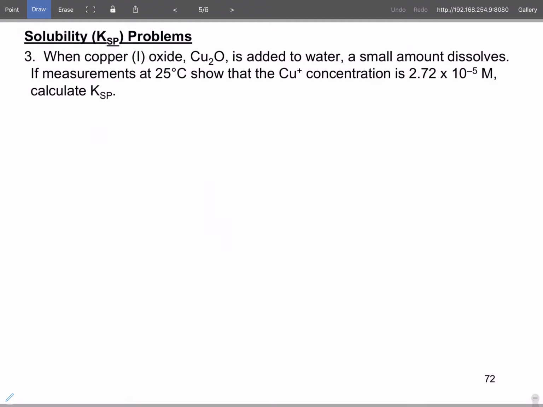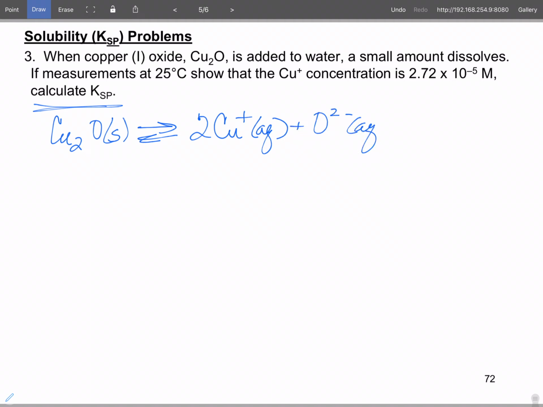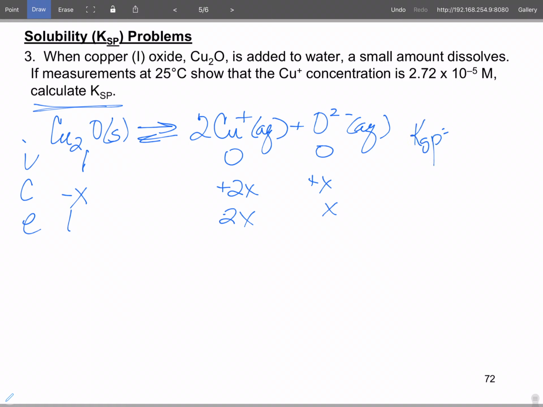Okay, so the next one is copper 1 oxide. In this one, we have a small amount dissolved, a given concentration, and we want to calculate the Ksp here. So it's copper 1 oxide: 2 copper 1 plus, plus oxygen 2 minus. And we do our ICE, and remember it's 1, 0, 0, minus x, plus 2x, plus x, and 1. So the final value here is 2x and x. Now, we're looking for our Ksp. Our Ksp, remember, is equal to the copper value squared times the oxide value. Now, we can't have two unknowns, and this is what we're looking for as our unknown.